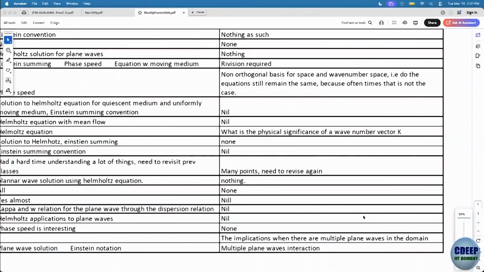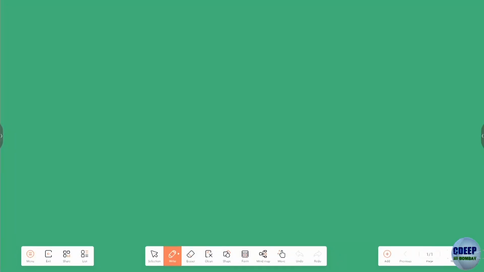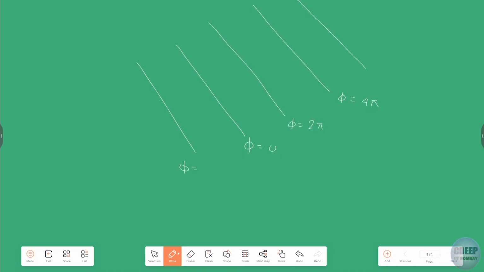So as usual, the muddy points are discussed first from last class. What is the physical significance of a wave number vector? So what we said is that we are considering that there are these wave fronts. Say this is phi is equal to 0, phi is equal to 2 pi, phi is equal to 4 pi, and so on, that are going across this domain that we are simulating, or that we are solving for. And of course phi is equal to minus 2 pi and so on.